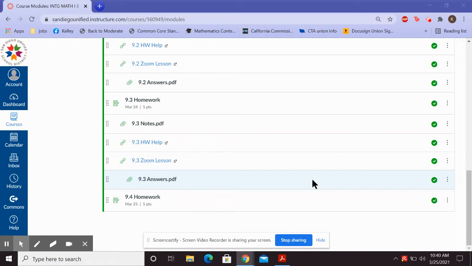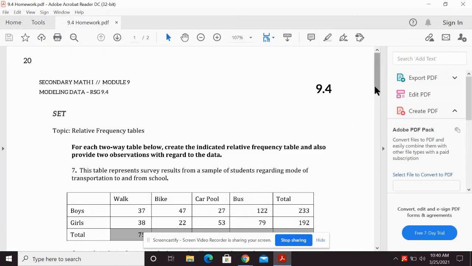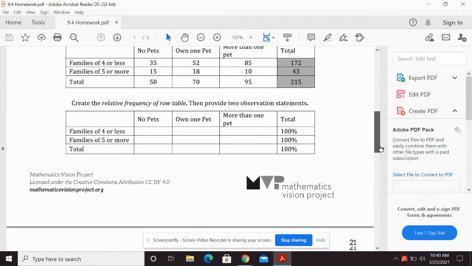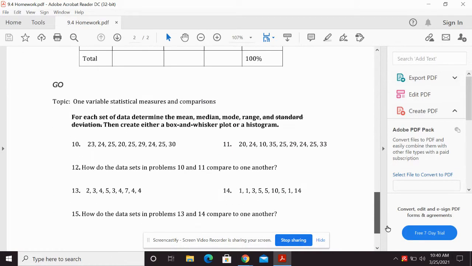Welcome to 9.4 homework help. Here we go. 7 through, I don't know, 15. 7 through 15. Wait. Okay, good. I want to make sure my edit saved.